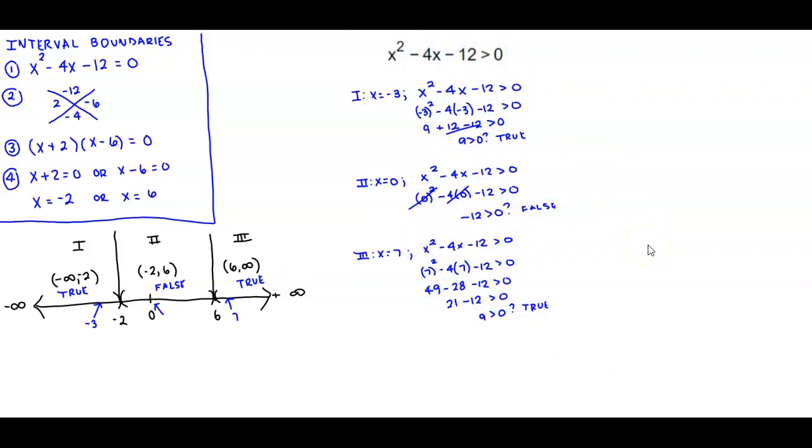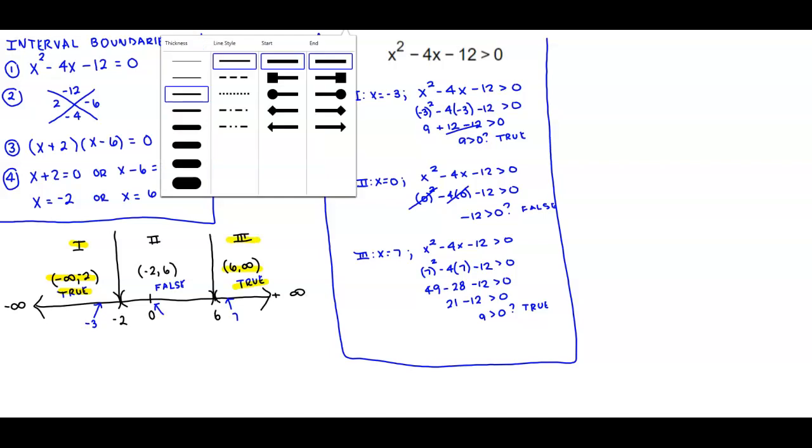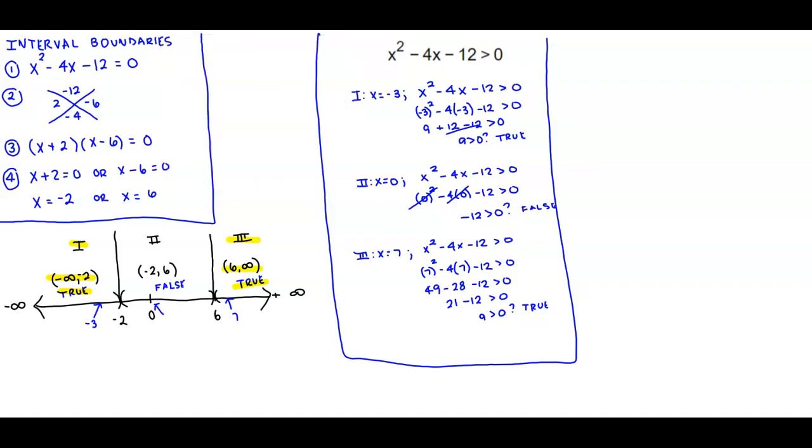Now we can decide what is the solution to this problem. Well, we need to determine where it is true. So it's true for what particular intervals? Well, it's true for interval 1. It's true for interval 3. So therefore, the answer is: it's true for interval 1, which is negative infinity to negative 2, and it's true for the third interval, which goes from 6 to infinity, and we're going to connect it with the union symbol, and so therefore that's the solution.